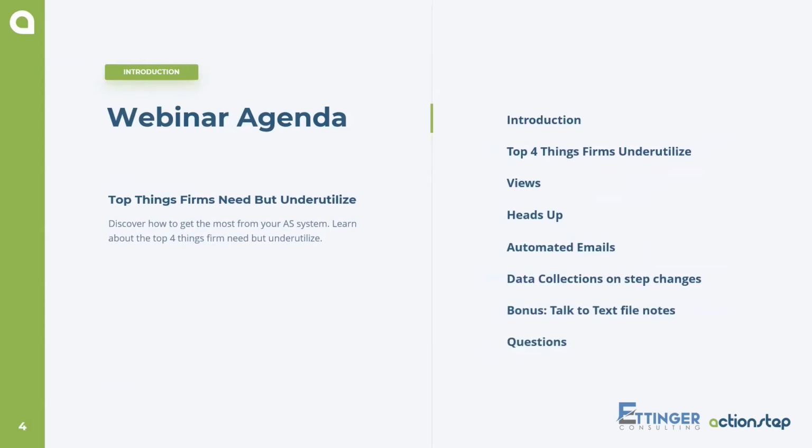The things we'll cover today. While most firms may know a lot about the workflows, document automation, automated tasks, and the integrations that save time, some things get overlooked. We're going to cover some of those for you today. We'll look at the views, the heads up, automated emails, data collections on step changes, and a bonus of the talk to text file notes. We'll then take your questions as well.